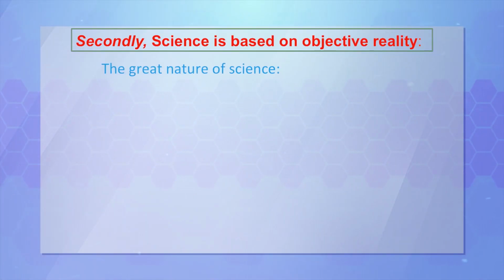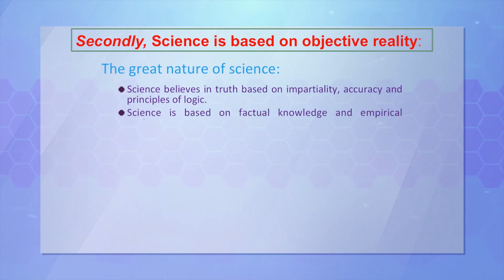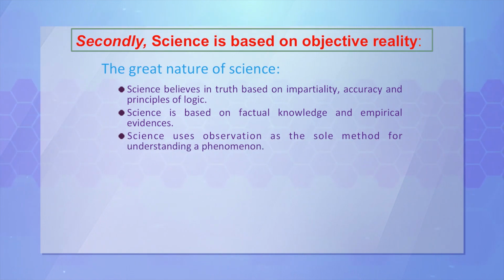Secondly, science is based on objective reality. The great nature of science is that science believes in truth which is based on impartiality, accuracy and principle of logic. Science applies a systematic method to understand a phenomenon. Science is based on factual knowledge and empirical evidences. Science uses observation as the sole method for understanding a phenomenon. As science is based on empirical or observed truth or fact, it hardly bothers about the moral implication of a phenomenon, or it is out of the domain of morality.